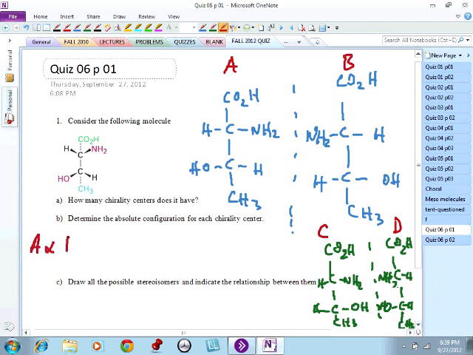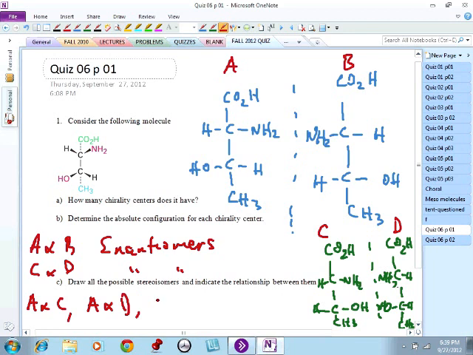A and B? Enantiomers? Okay, which other enantiomers? C and D? C and D enantiomers? Okay, what other relationship do we have? A and C, A and D, B and C, and B and D are configurational diastereomers. These are configurational diastereomers.